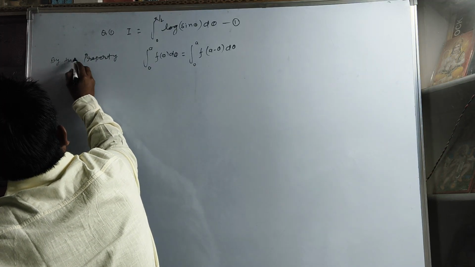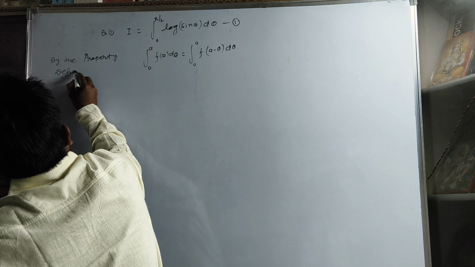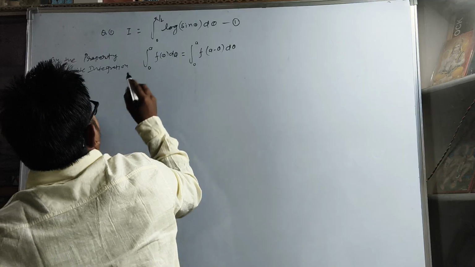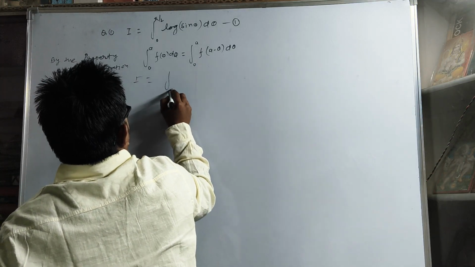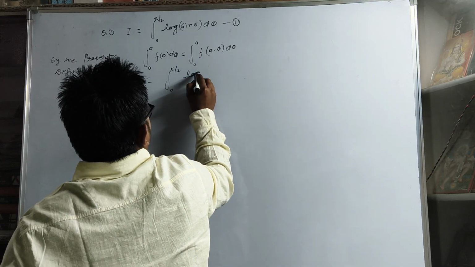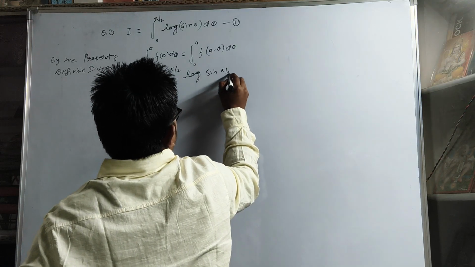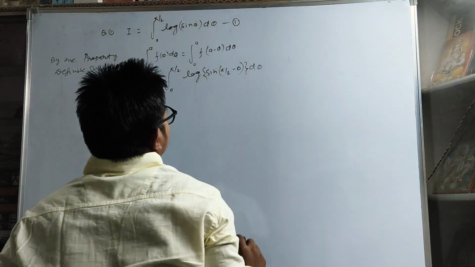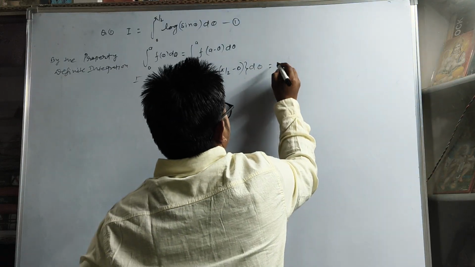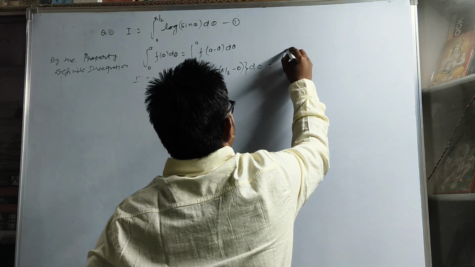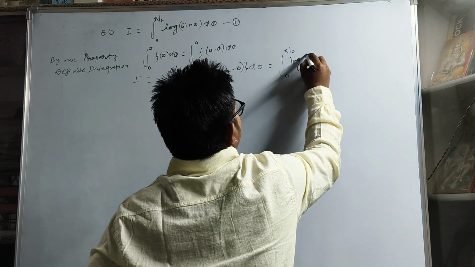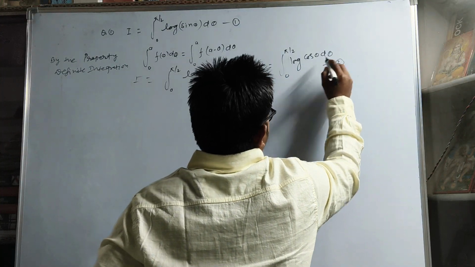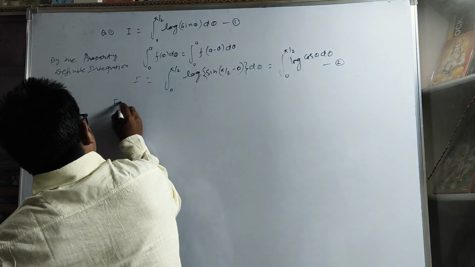By the property of definite integration, we can write I as integration from 0 to pi by 2 log of sine of pi by 2 minus theta d theta, and sine of 90 minus theta is what? It is cos theta, so you can write 0 to pi by 2 log of cos theta d theta. This is equation second.